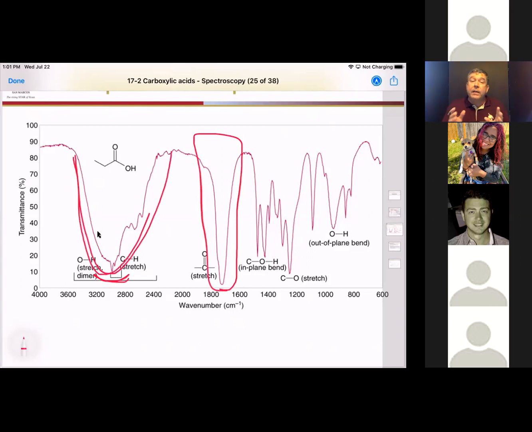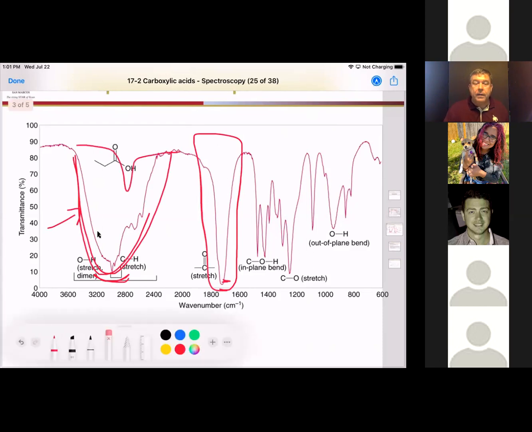Now, if we convert this to an acid chloride, that OH peak over here goes away and we shift our carbonyl peak instead. And so we'll see this entire thing get nice and clean when we convert it to the acid chloride, and when we convert it to things like esters and amides. Okay.